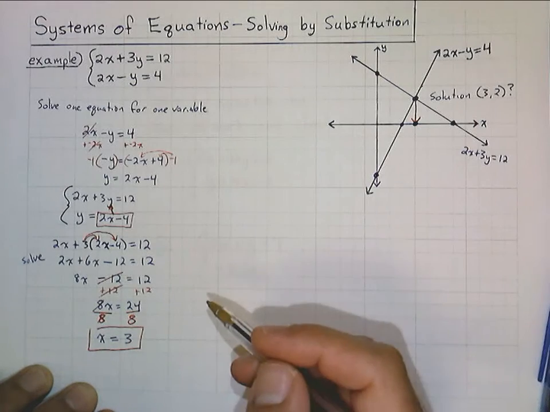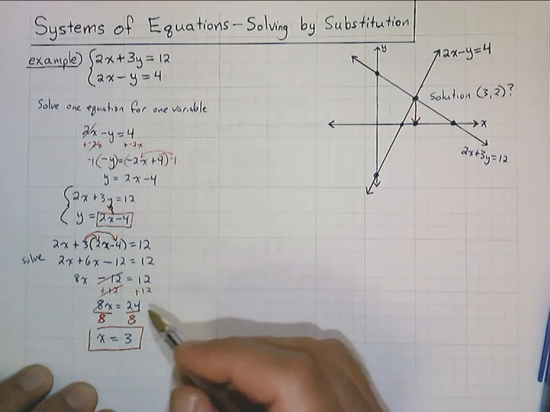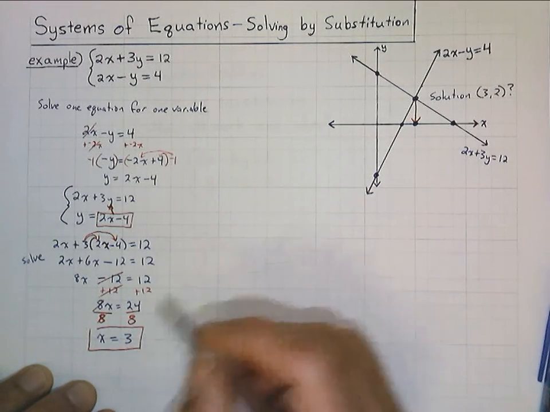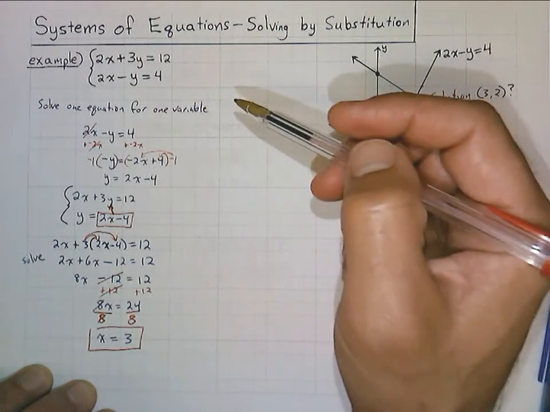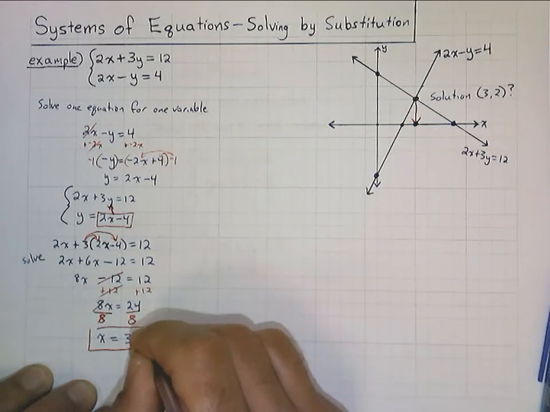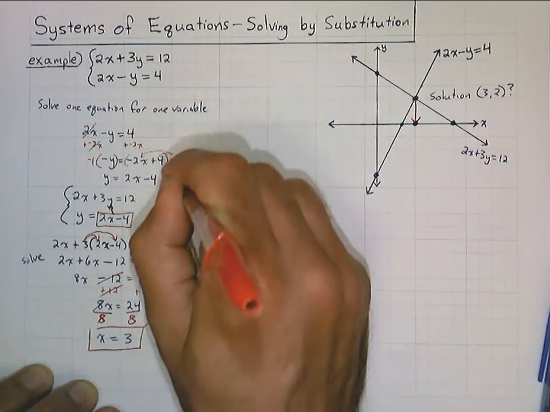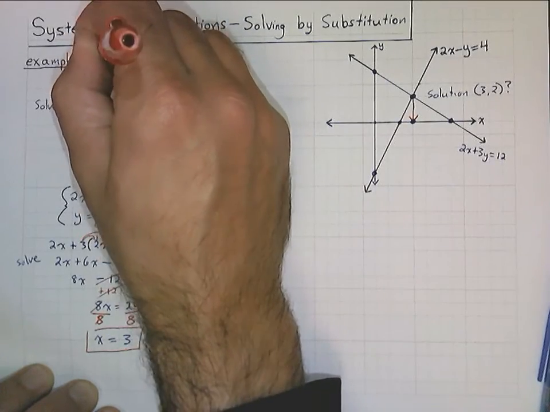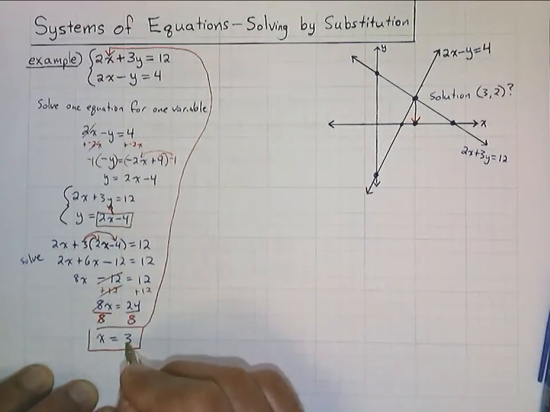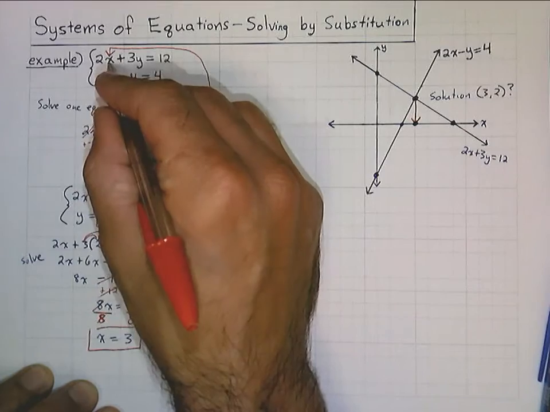Now we need to get the y-coordinate. So what we're going to do now is we're going to take this x-coordinate and plug it back into either one of these original equations. And it doesn't matter which one. So we take this and we're going to bring it all the way up here, and why not, let's go to the first equation and drop this value 3 in for the x right here.